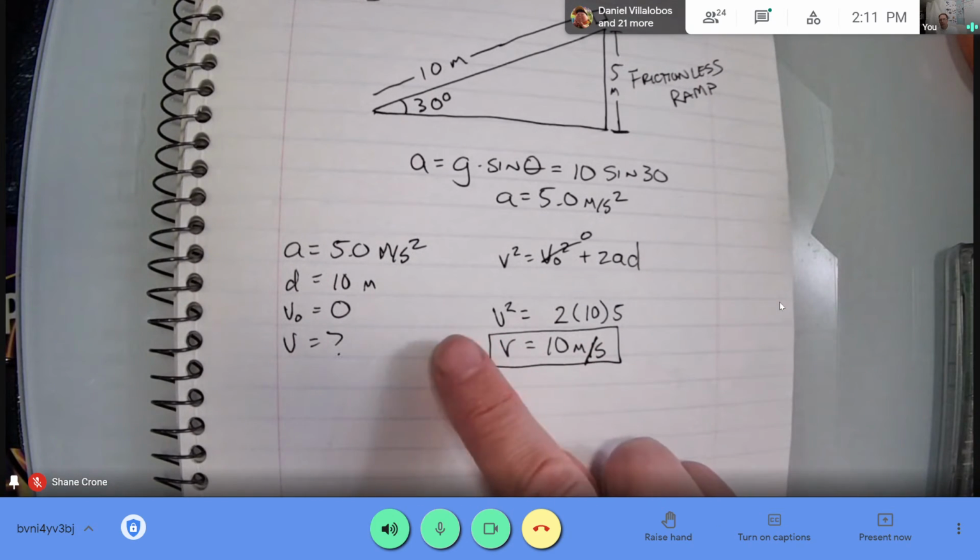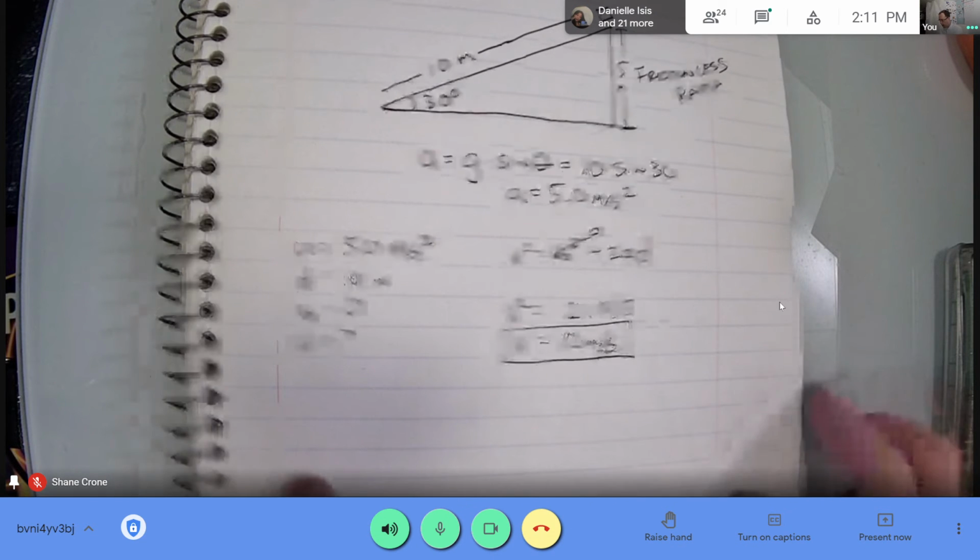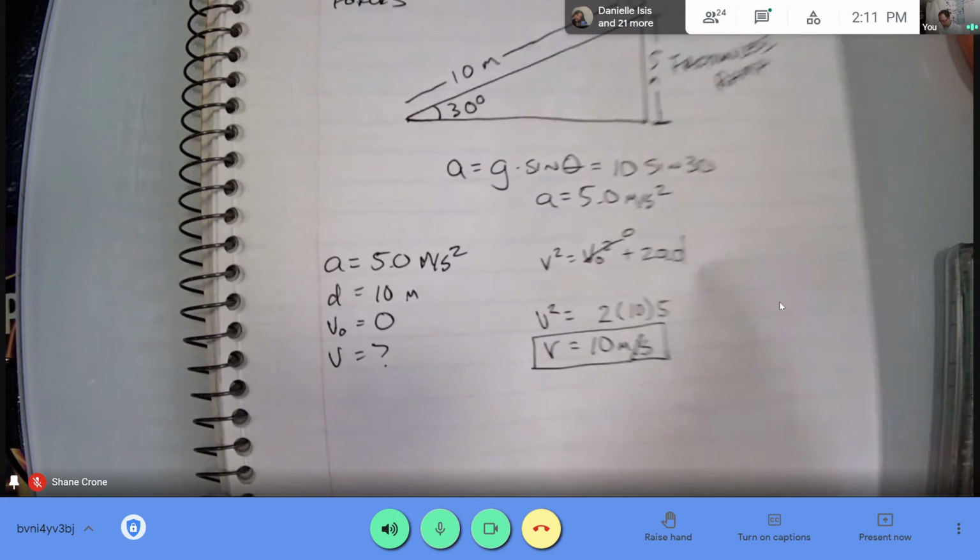Remember these. V squared was equal to 2 times 10 times 5. Those were the numbers that we came up with. All right, let's take a look at energy. What would energy say? Let's do it right here.